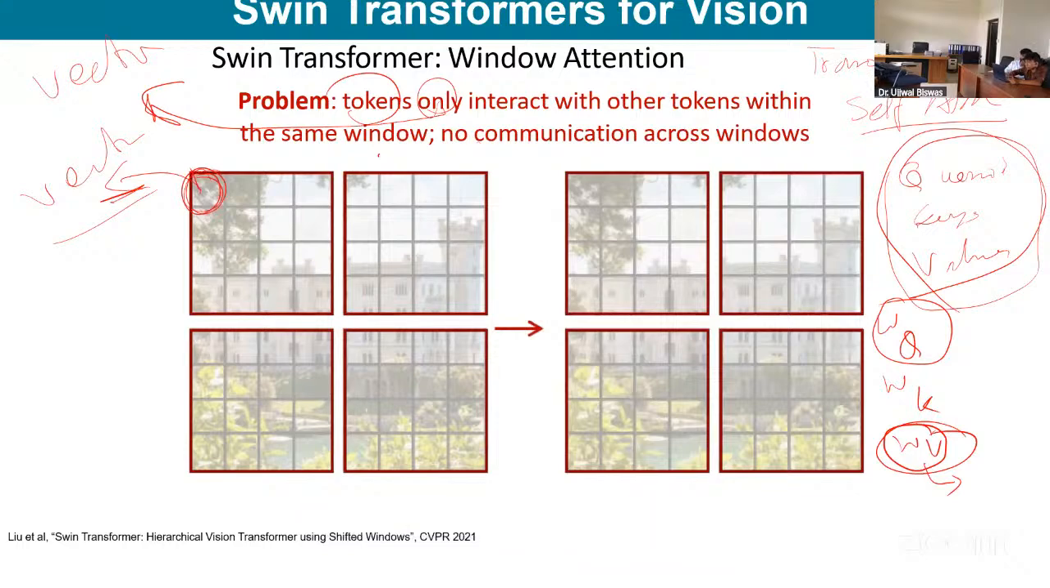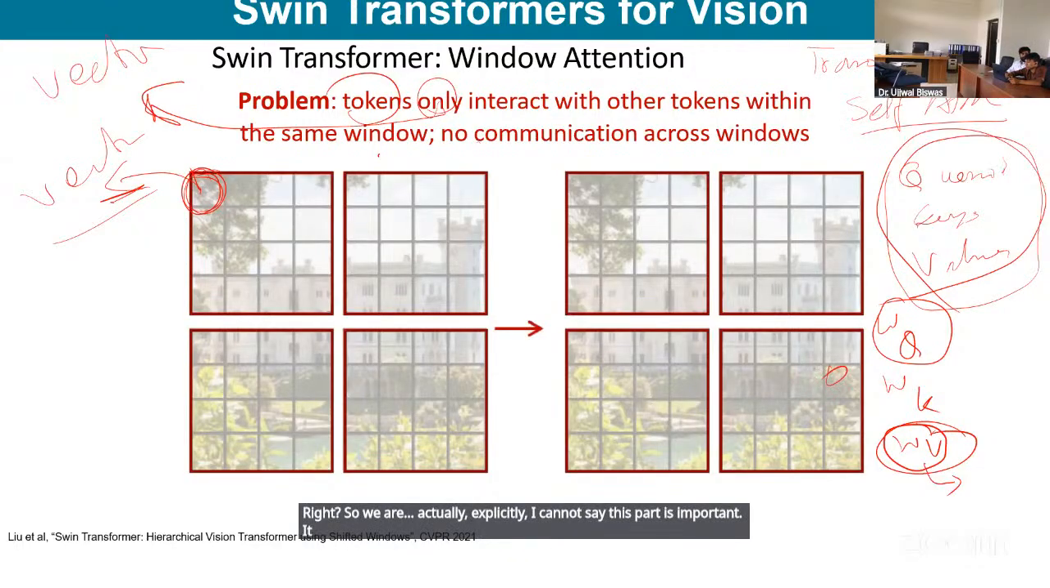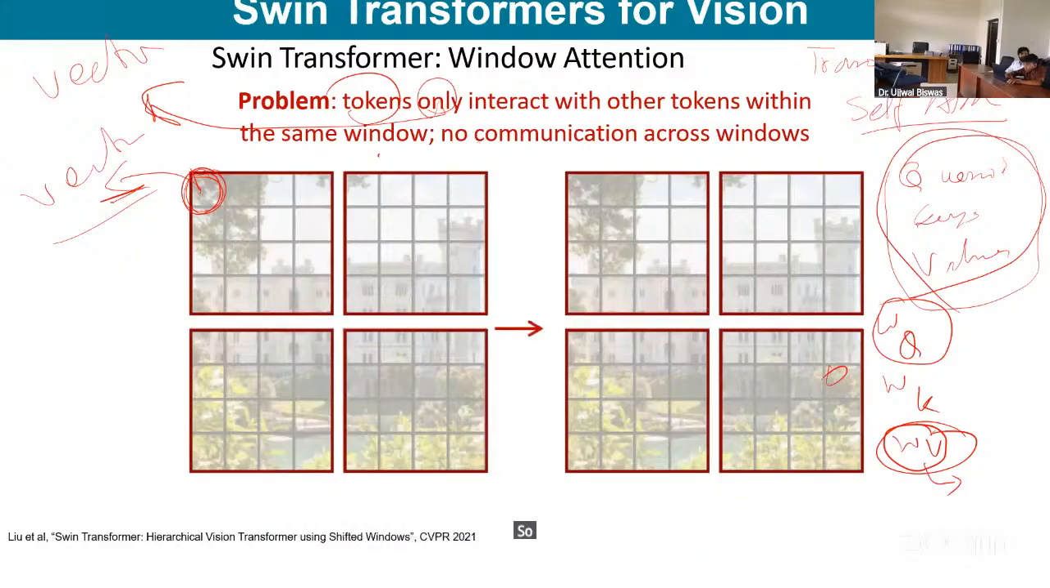So we are not explicitly saying that this part is important. It is going to be decided during the backpropagation process, during the gradient descent process. My weights will decide by themselves. It's self-attention, so during the supervised learning as well.